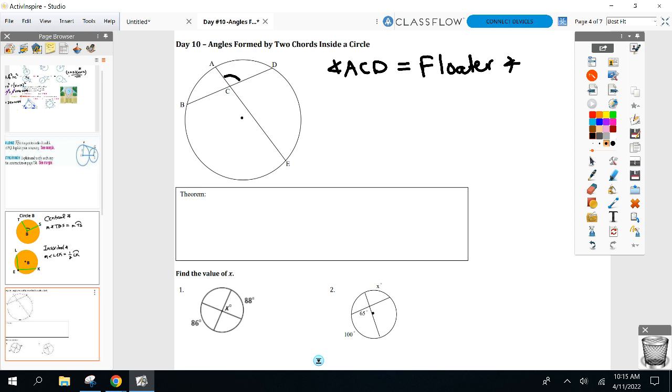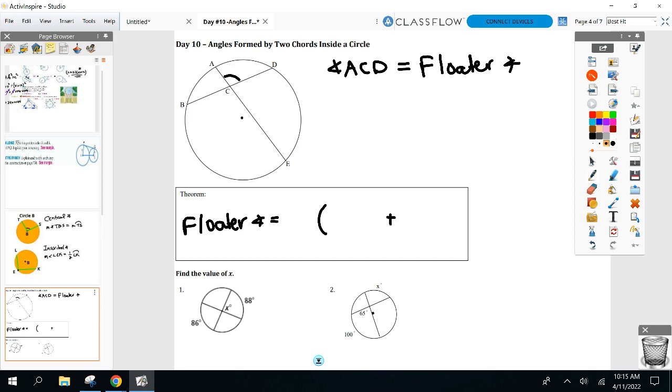How do you find the measure? It is a lot more complicated than just taking half of the same arc. I'm going to slow it down a little bit here. So, floater angle. You're going to add two arcs together for me.